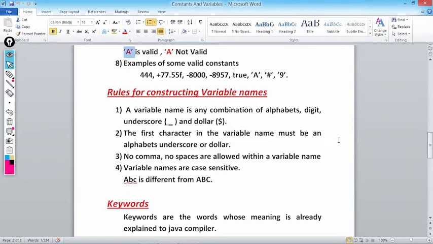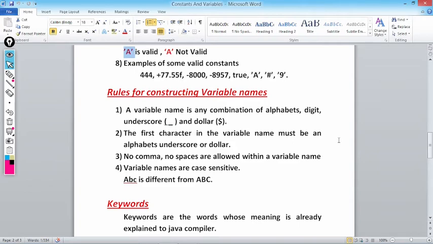Next we will discuss something known as keywords. What are keywords? Keywords are the words whose meaning is already defined to the machine or the compiler. What does it mean? If I write int a, the compiler knows what a is. A is a variable of type integer, and you have to allocate 4 bytes in the memory. Now, allocating 4 bytes is already known to int. Who explained this? Java. That is why these words are known as keywords.